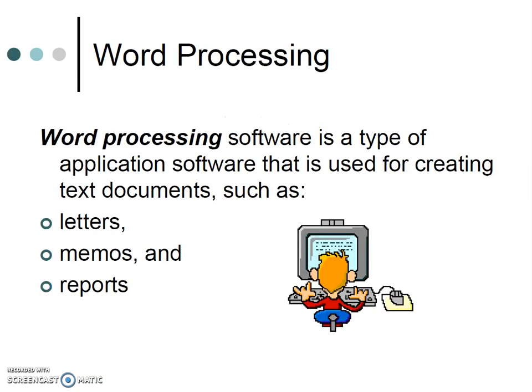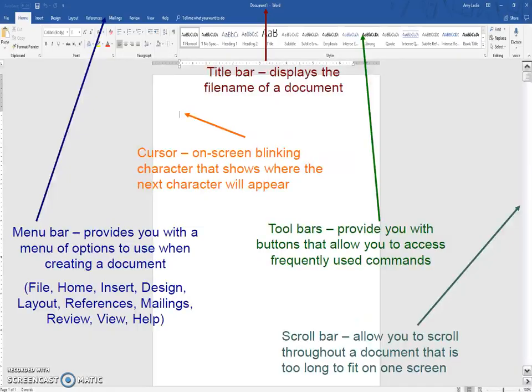So first thing you need to know is, what is word processing? Word processing is software that is used in the application of creating text documents. Okay, so it's a software program. And now we in particular are going to be focusing on Microsoft Word. So some things that you can create with word processing software are letters, memos, and reports. And I'm sure you can think of plenty of others as well.